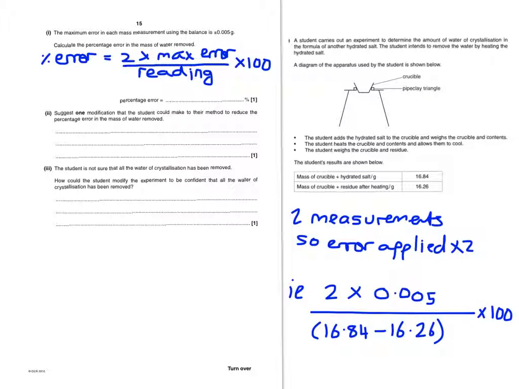So if we put that into a calculator, that gives us 1.72. So the reading in this case will be the difference in the 2 masses, hence the expression in the denominator of the equation.